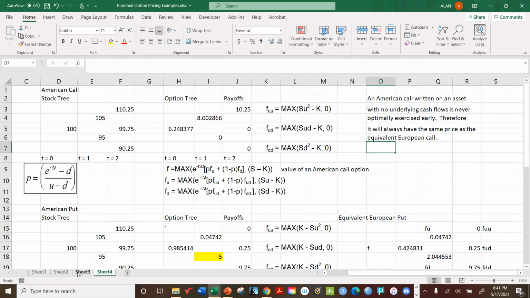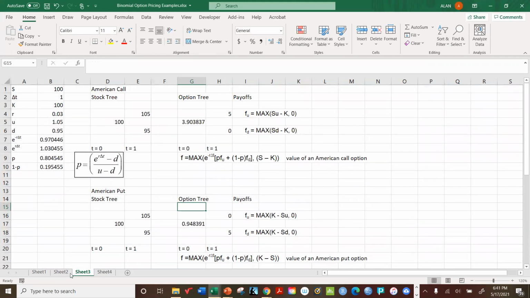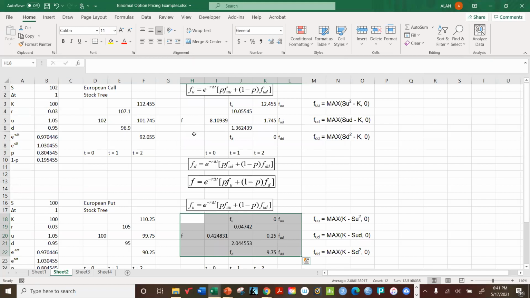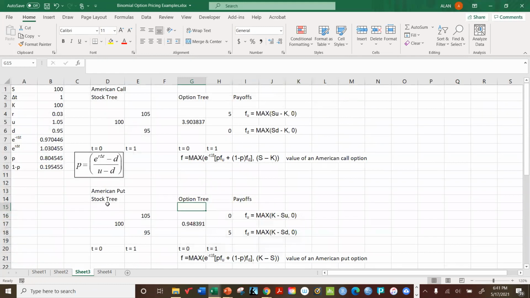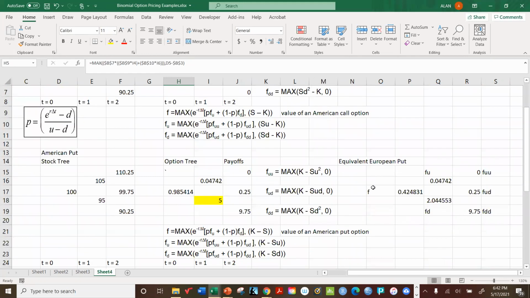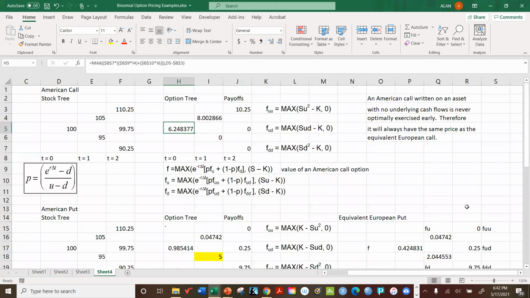If you go back to sheet 3, you can see that the price was about, not sheet 3, sheet 2. Oh no, this is a slightly different example. So we can't really compare them directly to each other, but this one we can see that they are different. All right. Anyway, that's what I want you to see.